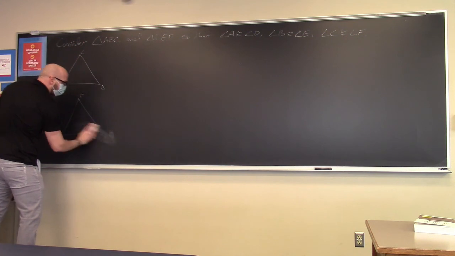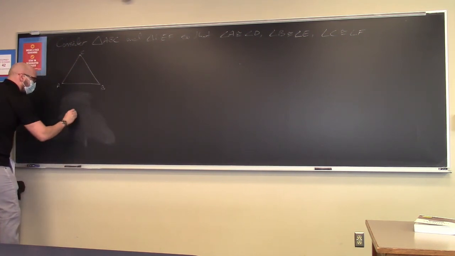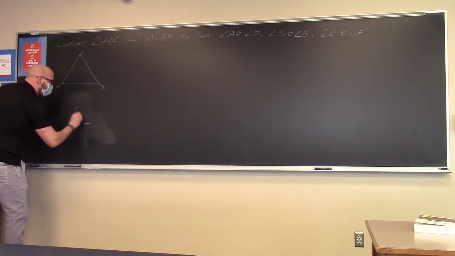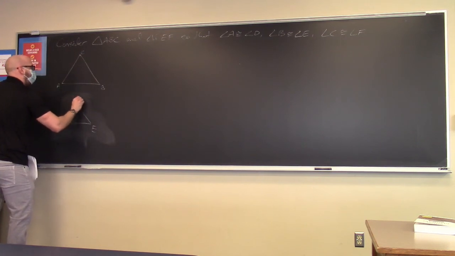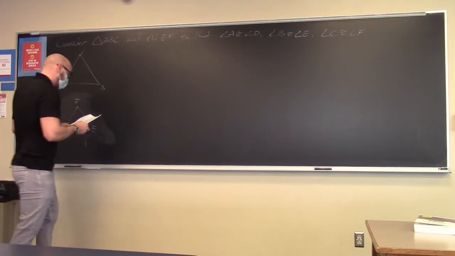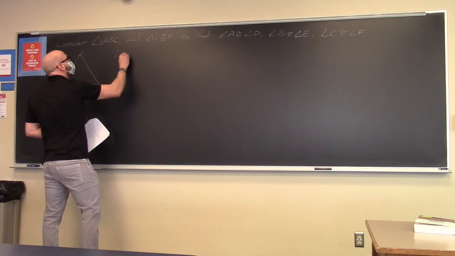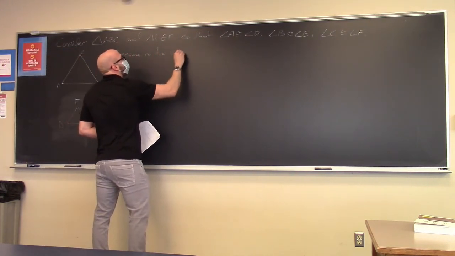Let me not draw them so they look Euclideanly congruent. Let's go with this one, it's much smaller. So let's assume no two corresponding sides are the same length, right? So assume no two corresponding sides.